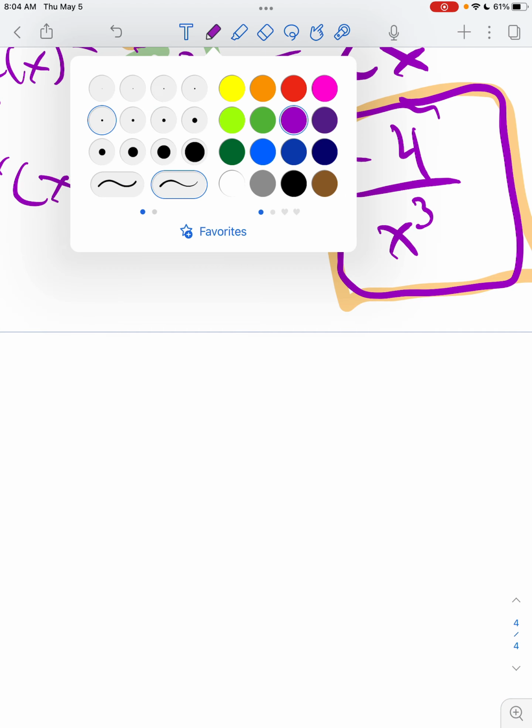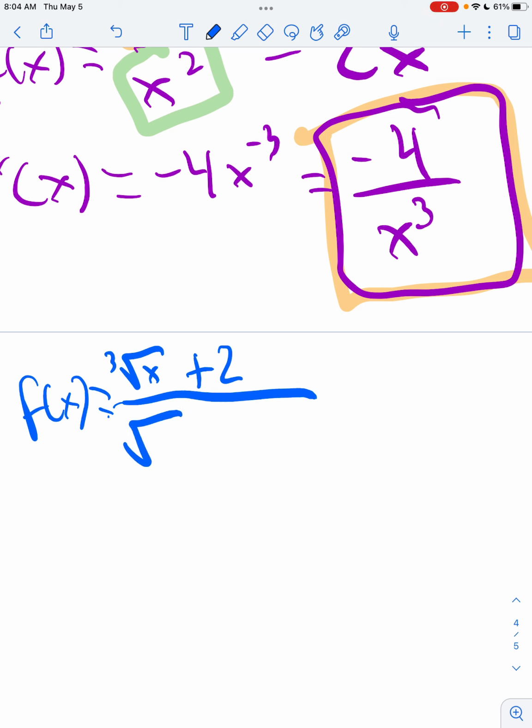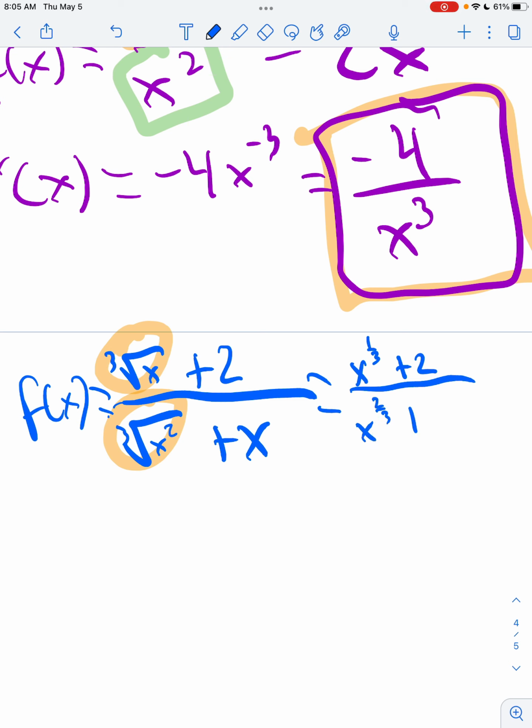Okay, let's see here. This example is a little bit more intense just because we have to be very careful with our square root signs and our exponents. So again, the first thing I'm going to do is rewrite these two terms. This is the same as x to the 1/3 plus 2, and this is the same as x to the 2/3 plus x.